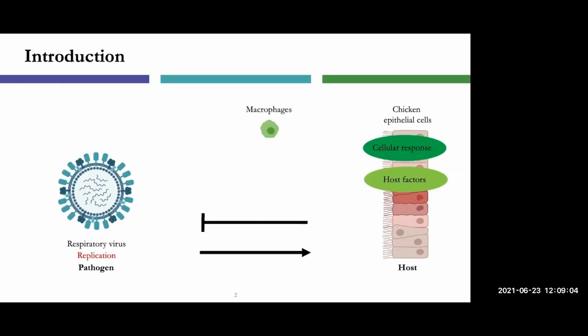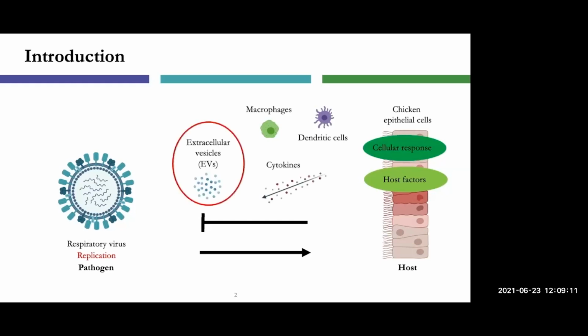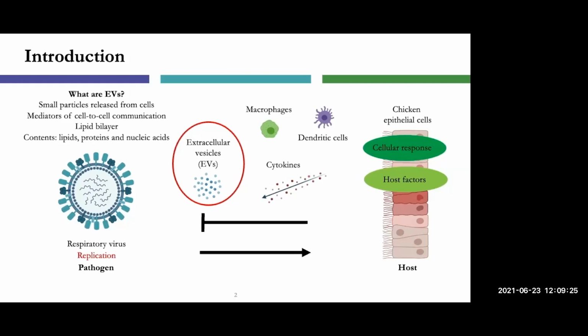This includes recruitment of other immune cells, such as macrophages and dendritic cells, as well as production of cytokines, and also the release of extracellular vesicles, which is what we're interested in. These extracellular vesicles, or EVs, are small particles released from cells, which can act as mediators of cell-to-cell communication, and they are delimited by a lipid bilayer and also carry a cargo of lipids, proteins, and nucleic acids.